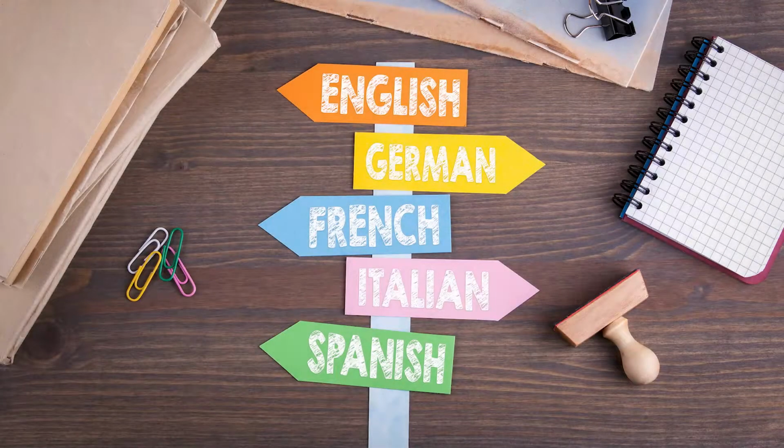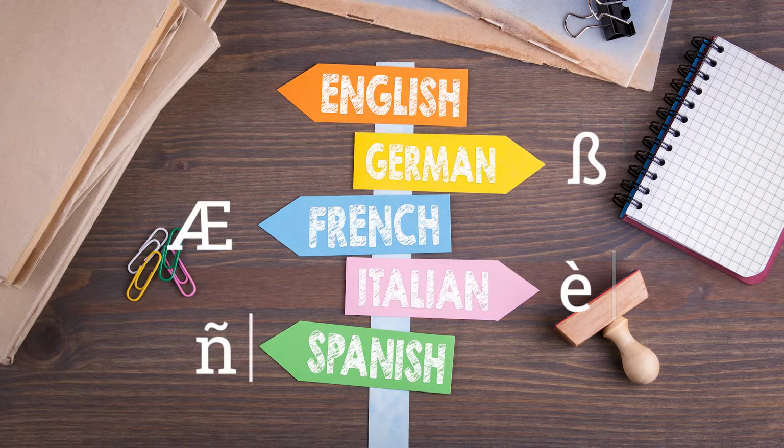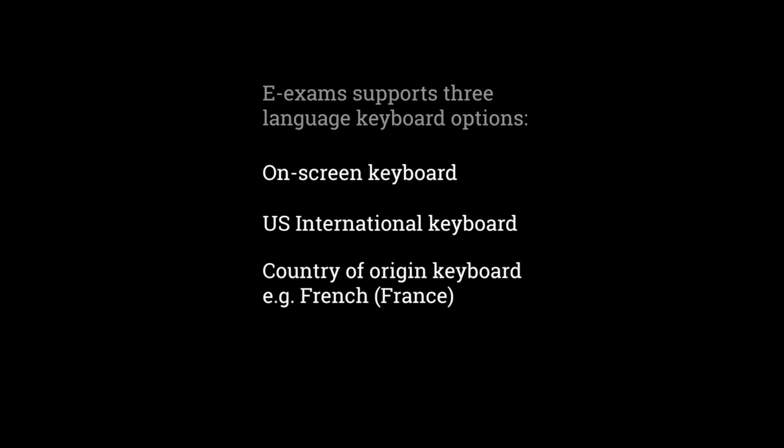Some SACE language examinations require responses containing special characters, like accents and punctuation, that are not available on the US keyboard, which is normally the default in Australia. In addition to the default US keyboard, eExam supports 3 language keyboard options: an on-screen keyboard, the US International keyboard, and a country of origin language keyboard, for example, a French keyboard.